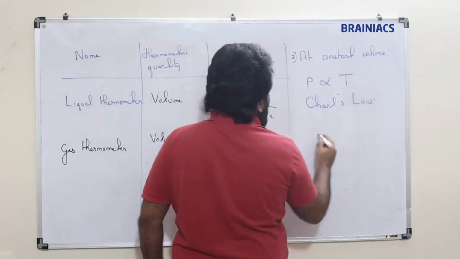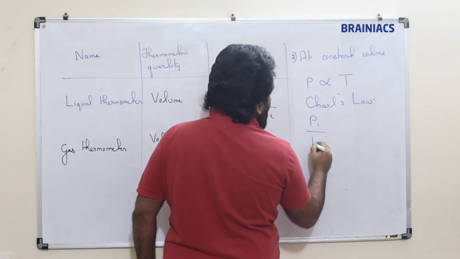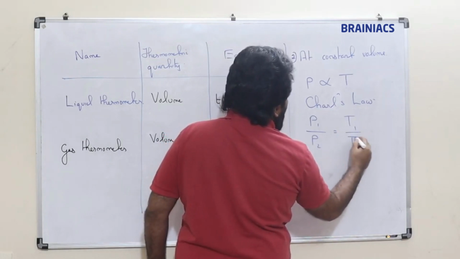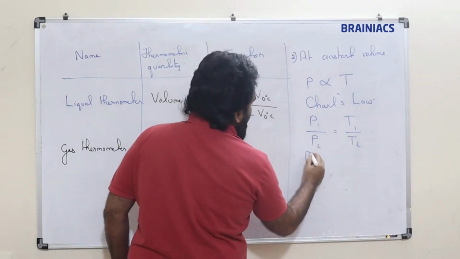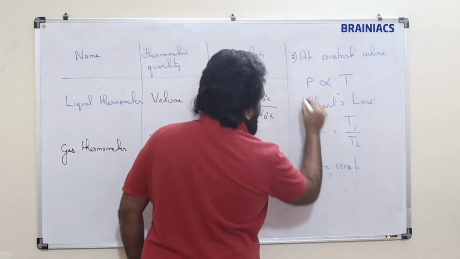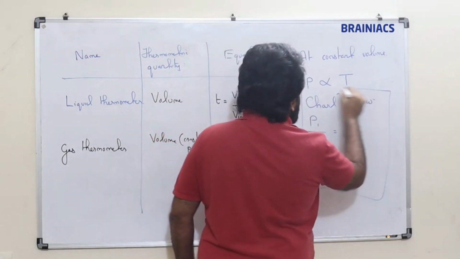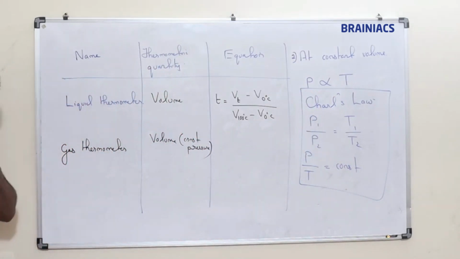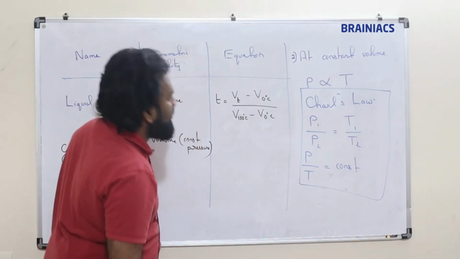Charles' law. So P1 by P2 is equal to T1 by T2, or we could say P by T is equal to what? Constant. Note it down. Clear?